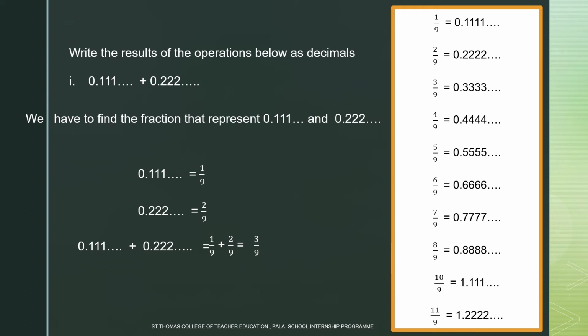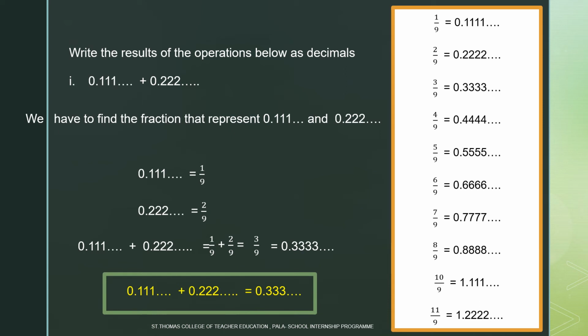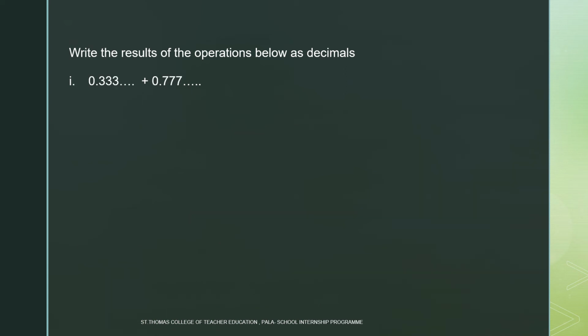On adding fractions whose denominator is same, we need to add the numerators and we can write the denominator as itself. So we get the answer as 3 by 9. By looking at the table again, we can say the decimal form is 0.333 etc. So 0.111 etc. plus 0.222 etc. is 0.333 etc. Okay. Let's do the next problem.